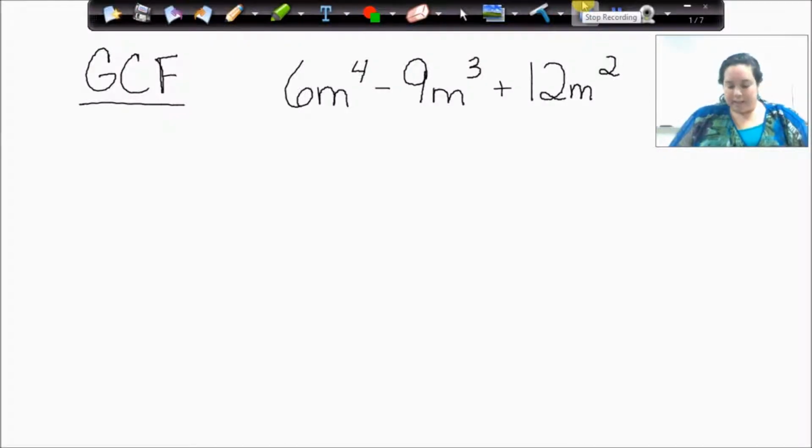Let's talk about factoring polynomials. So last lesson we did multiplying polynomials, which is where we have two polynomials and we multiply them together to get one. Now we're going to be working backwards. We have one polynomial and we want to break it up into two.